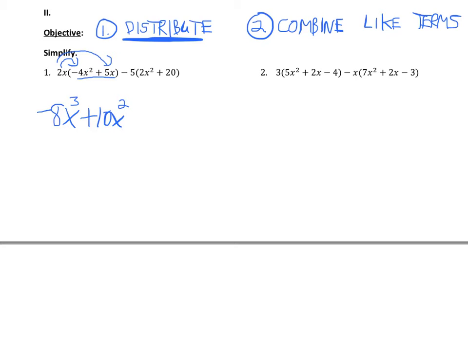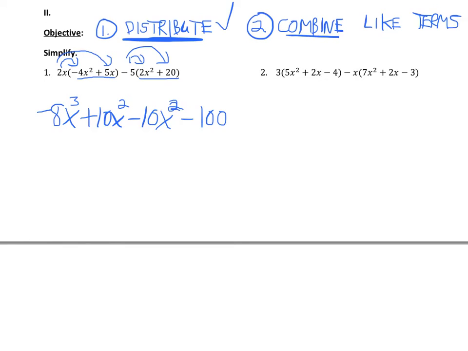Now to get rid of this 2x squared plus 20, I have to distribute. Don't forget the negative before the 5, I'm going to distribute negative 5. Don't forget the negative. It's a common mistake. So negative 5 times 2x squared is negative 10x squared. And then negative 5 times 20 is going to give me negative 100. So I'll put a little check mark.